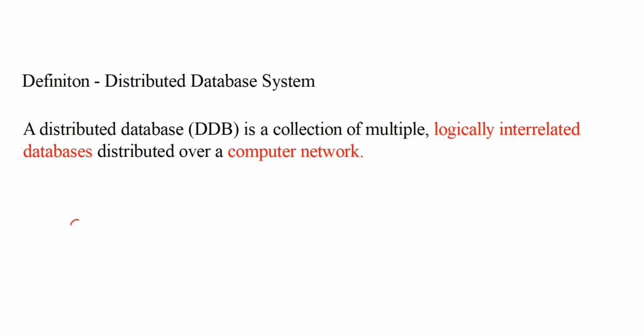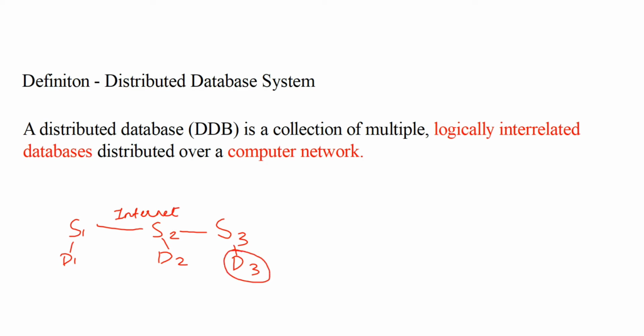So we have multiple sites in a distributed database system. Say S1, S2 and S3, and we have databases like D1, D2, D3 at these different locations, and these are interconnected through the network. Through the internet these sites are interconnected. So why do we store these databases at different locations? We are going to see in the coming slides what the need of distributing the databases is and why we use distributed database systems.